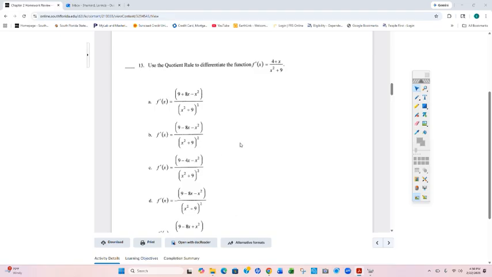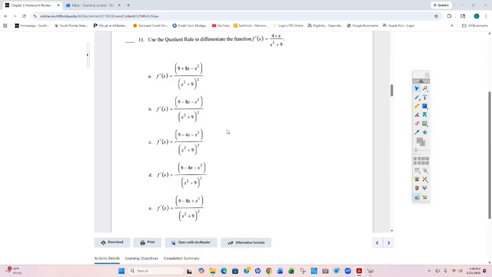A, f prime of x equals, these are all fractional answers. Numerator, 9 plus 8x minus 8x squared. Denominator, x squared plus 9 in parentheses to the second power. B, f prime of x equals, the numerator, 9 minus 8x minus x squared. Denominator, in parentheses, x squared plus 9 to the second power. C, f prime of x equals, the numerator, 9 minus 4x minus x squared. Denominator, x squared plus 9 in parentheses to the second power.